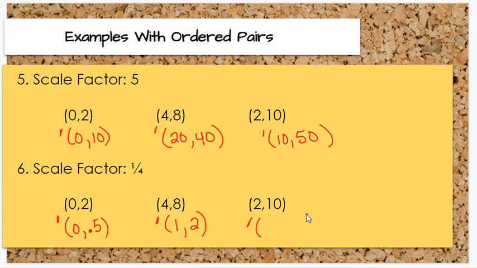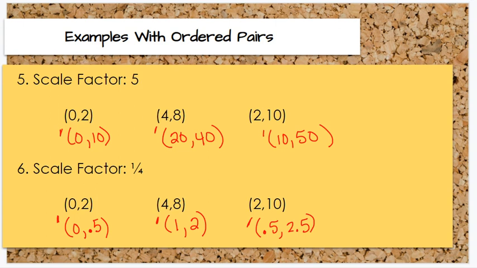And then the last ordered pair, we have 2, 10. So 2 times a fourth is 0.5. And 10 times a fourth is 2.5. And it's okay to get some decimals on these. I know it'd be harder to graph a little bit, but you could do it definitely. It just would mean you would go halfway, so between 2 and 3 on the graph. All right, now let's apply this to a graph.